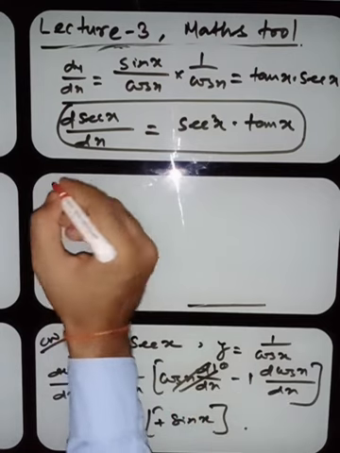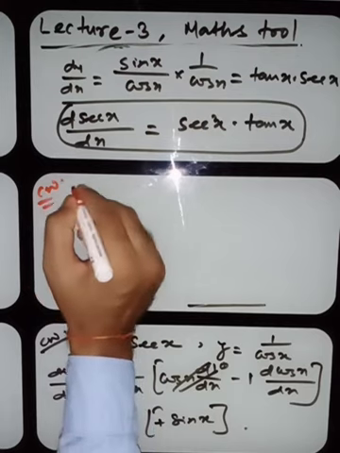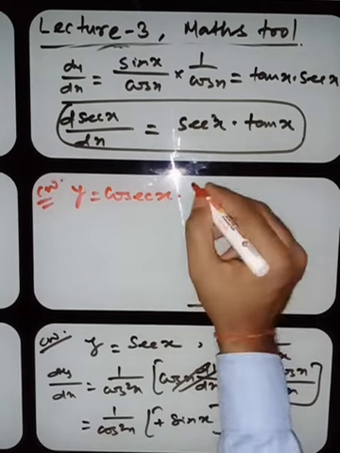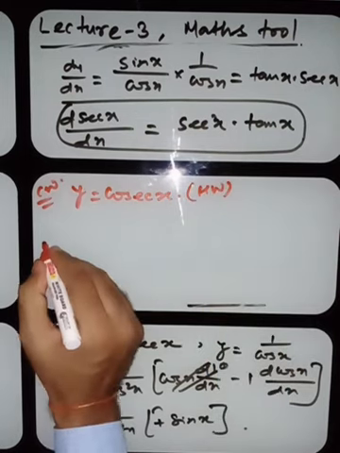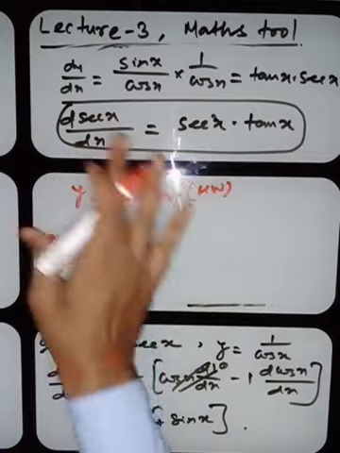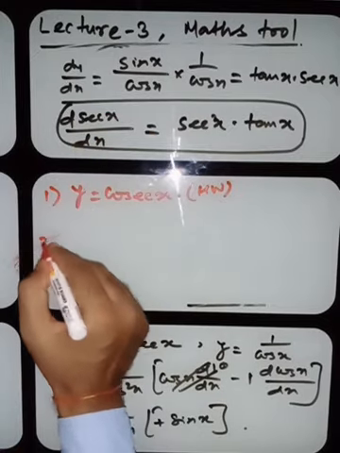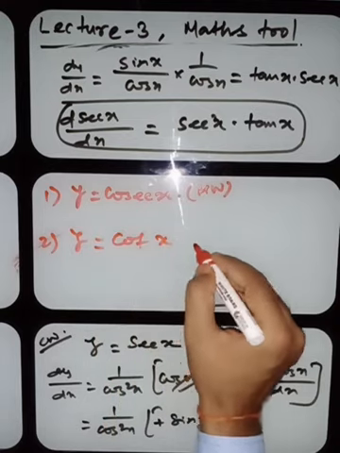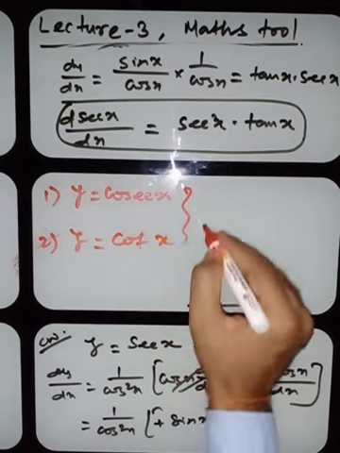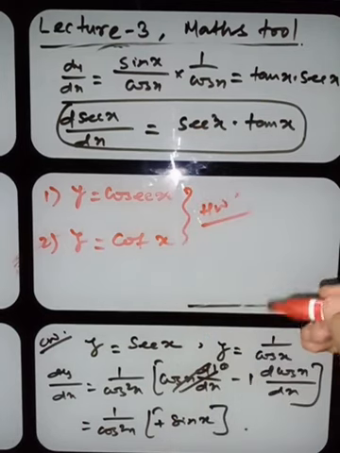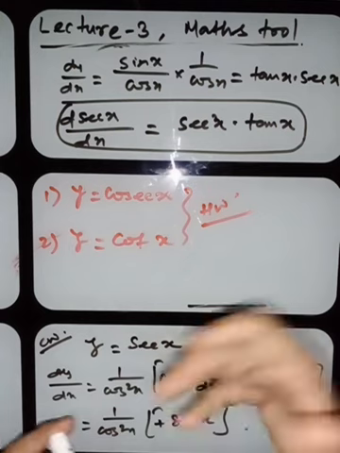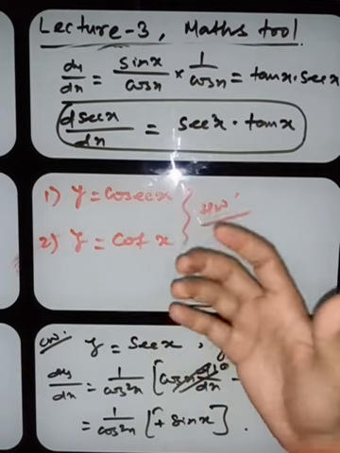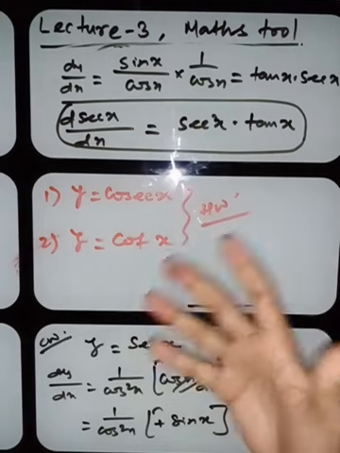Okay, now the next formula. It was y equals cosec x. I am leaving you this as your homework, and the second homework is cot x. Alright, those two are homework, my dear student. I hope you will be able to solve this differentiation in a very easy way.